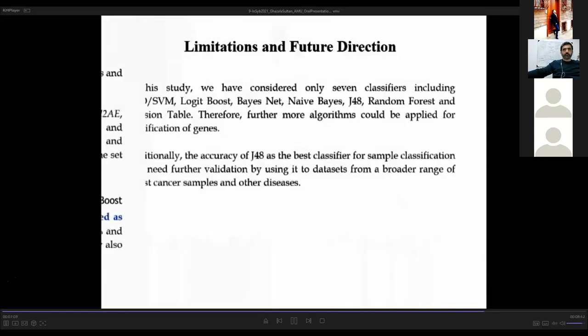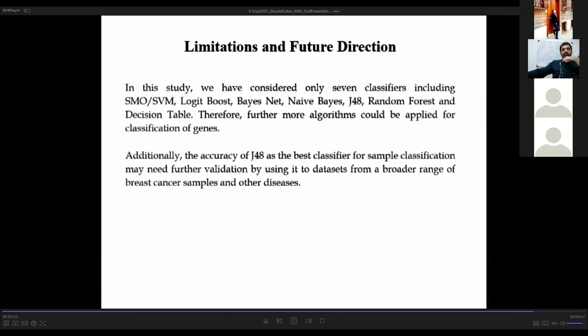Along with the successful results, there will always be some limitations in every study, and we have integrated that with the future direction. In this study, we considered only 7 classifiers, including SVM, Naive Bayes, J48, random forest and decision table. Because we used only 7 algorithms to classify the data, in our future work we expect to use more algorithms for the classification of the genes, and cross-validation could be done to achieve more algorithms which can accurately classify the data.